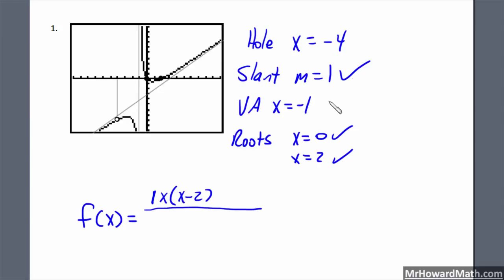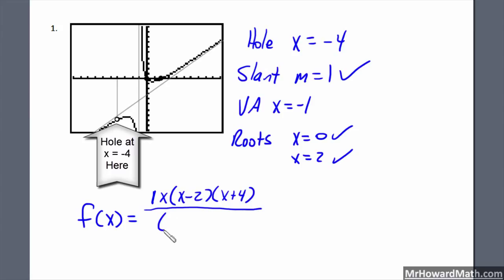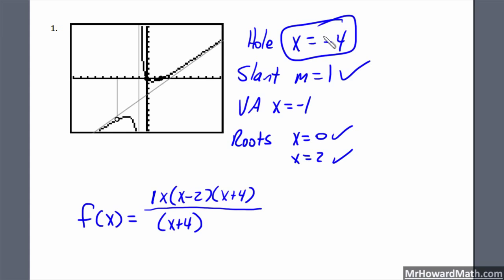The slant has been handled. We have a hole at -4, so that means we need an x plus 4 factor in the numerator and in the denominator. Those would cancel, giving us the hole at x equals -4, so that's taken care of. Then lastly, we have a vertical asymptote at x equals -1, so that gives us a factor in the denominator of x plus 1. So that would be it for number 1.